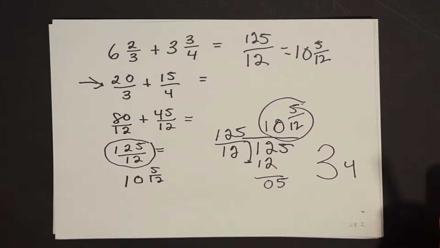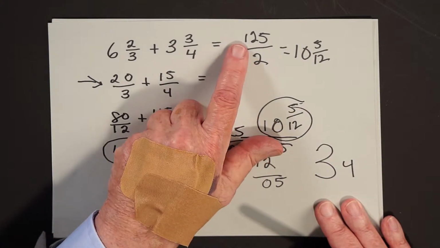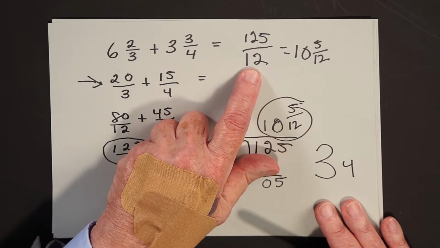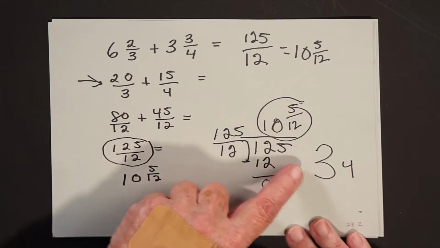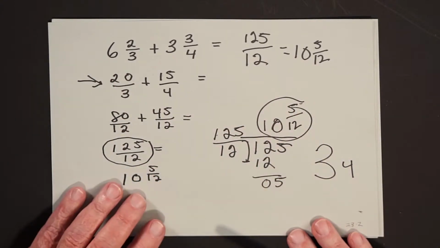And that's the answer to the problem. The answer is 125 over 12 if the noun is pieces, and it's 10 5/12 if the noun is cornbreads.